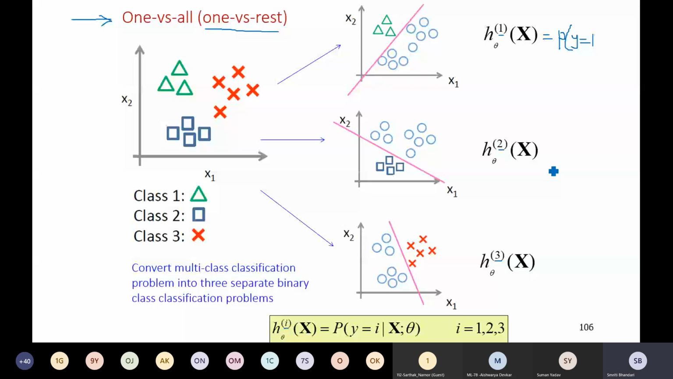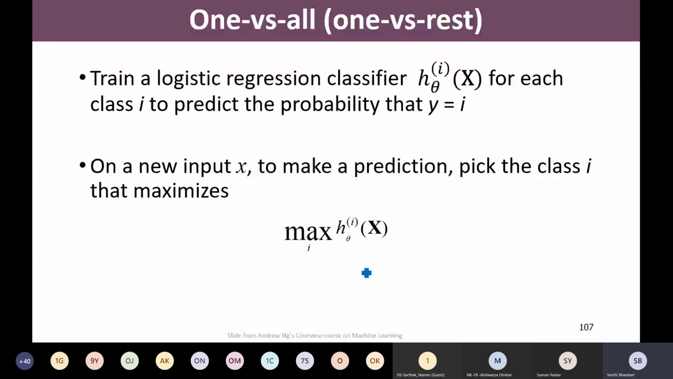So ultimately we are going to declare the class as i for which the hypothesis is giving me the maximum probability. So we declare the class as i if my h theta x is highest, or maximum. This is how we solve a multi-class classification problem by making use of logistic regression. If you have any doubts, please let me know. Otherwise, we are going to conclude.